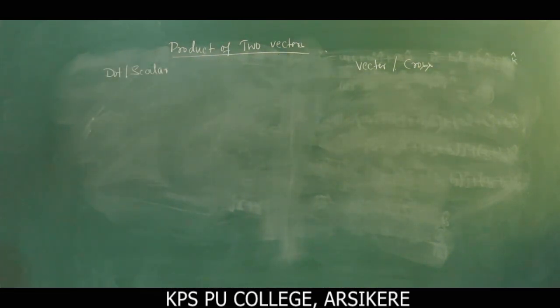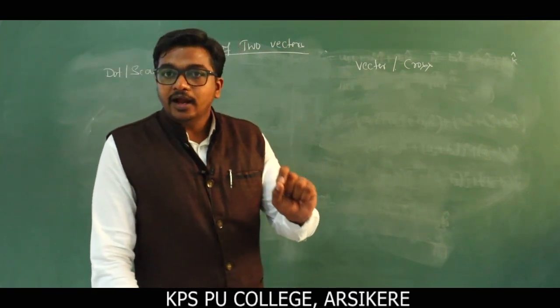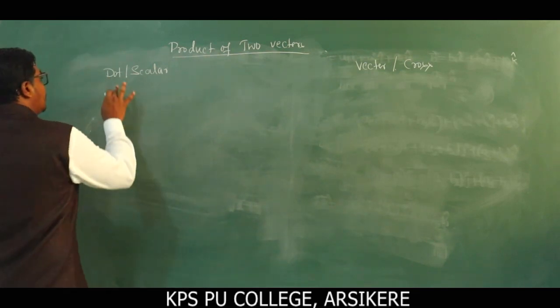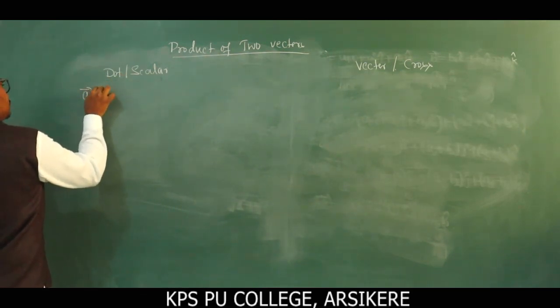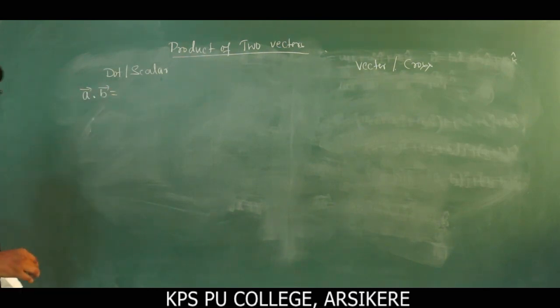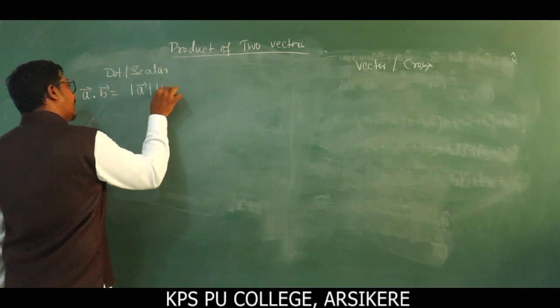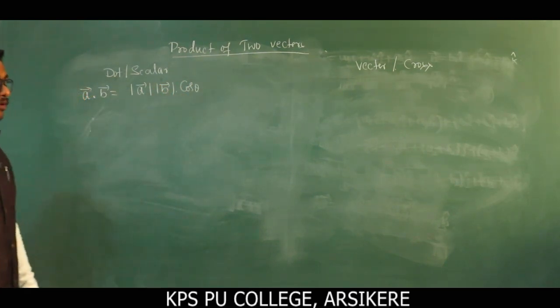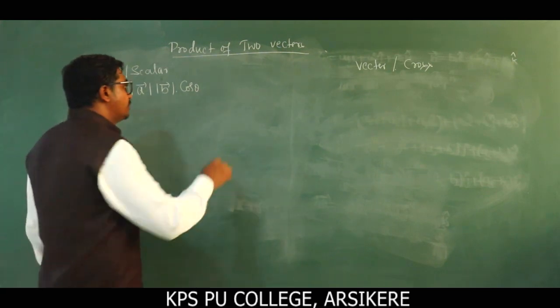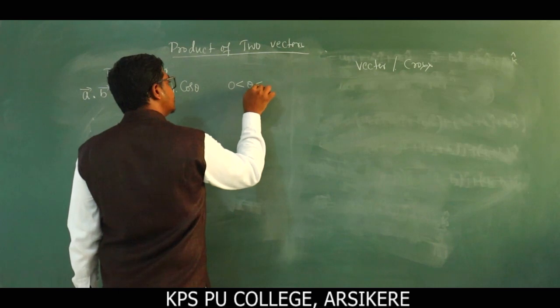Suppose we have two vectors, vector A and vector B. The dot product or scalar product is denoted by vector A dot vector B, and is defined as vector A dot B is equal to magnitude of vector A into magnitude of vector B into cos theta, where theta is the angle between vector A and vector B, and theta varies from 0 less than or equal to theta less than or equal to pi.